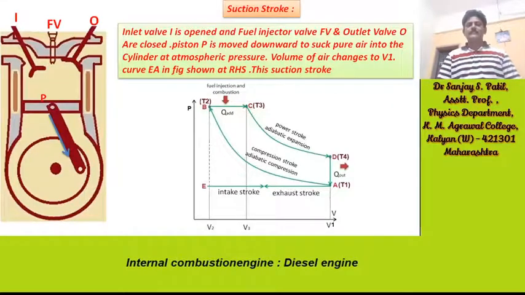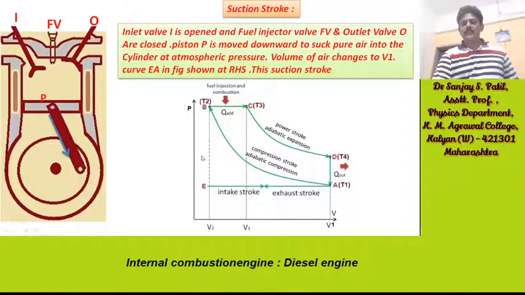Now we will see the suction stroke. In this suction stroke, the inlet valve is opened and the fuel injector valve FV as well as the outlet valve O are closed. Piston P is moved downward to suck air into the cylinder at atmospheric pressure. The volume of air changes to V1, curve EA in the figure shown at the right hand side. This is about the suction stroke.